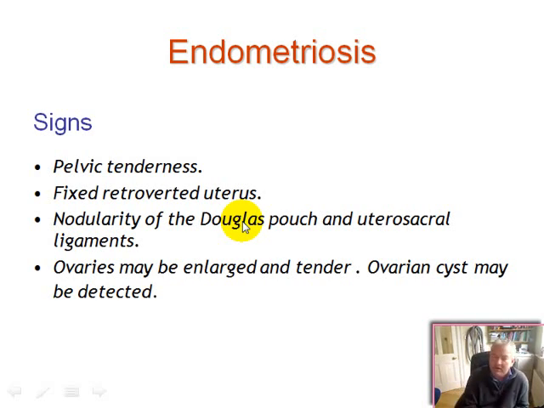For women with an unfixed retroversion, the uterus will be mobile, but in cases of endometriosis, it may be fixed. There may be nodularity or lesions within the pouch of Douglas, which will be palpable, and also if there are endometriomas, the ovaries may be enlarged.